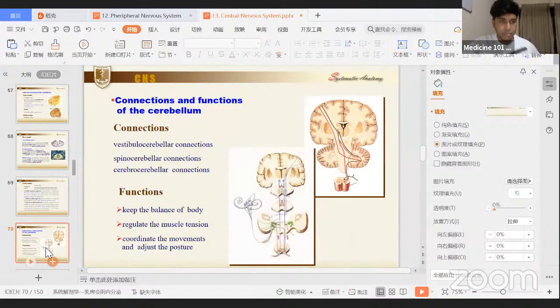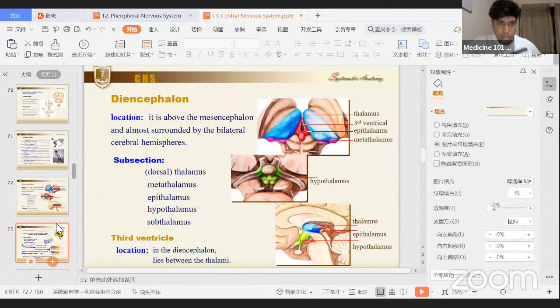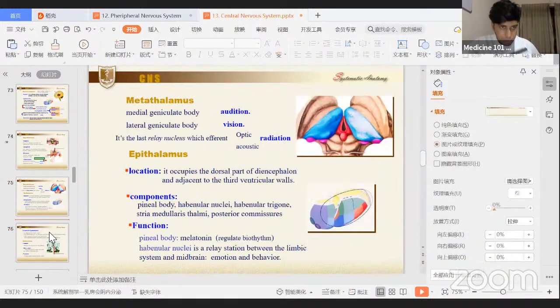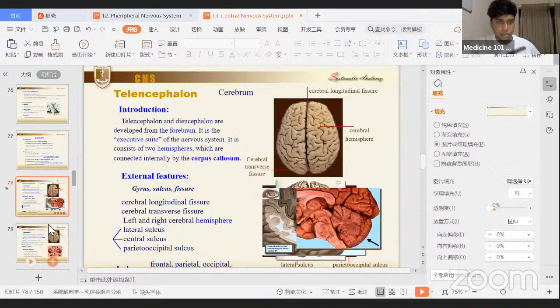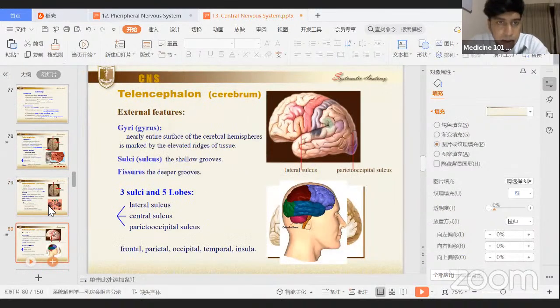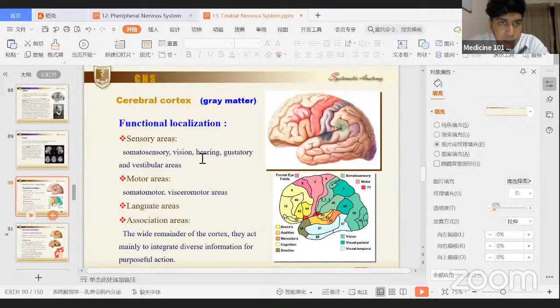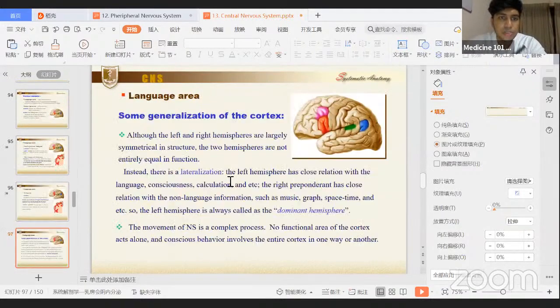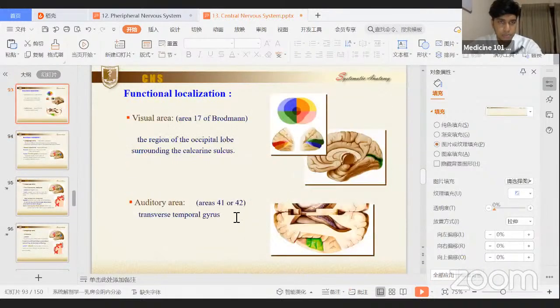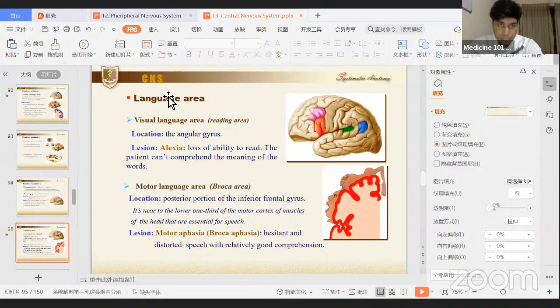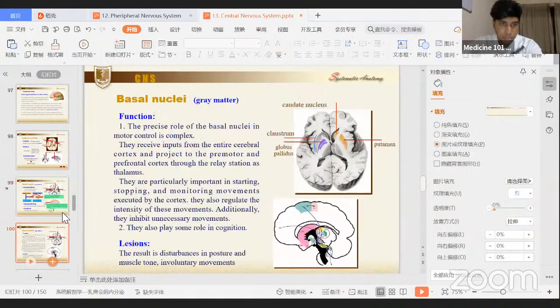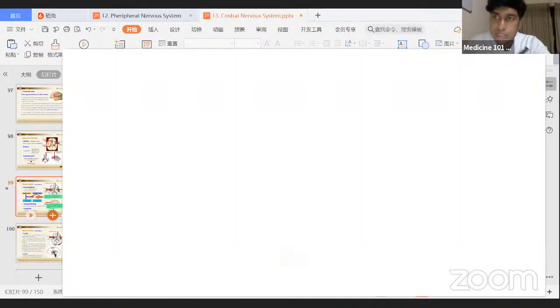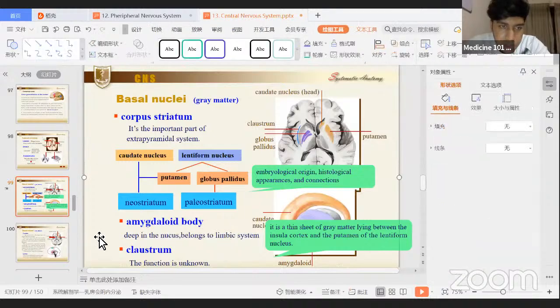Guys, I will do another lecture maybe tomorrow, because I know you can't watch those cerebellar lecture videos which are really long. But basically, the language part also, I did the basic introduction so you can easily understand what is needed. Basal nucleus, I did all of these. Amygdaloid bodies. You can see the amygdaloid body belongs to the limbic system.